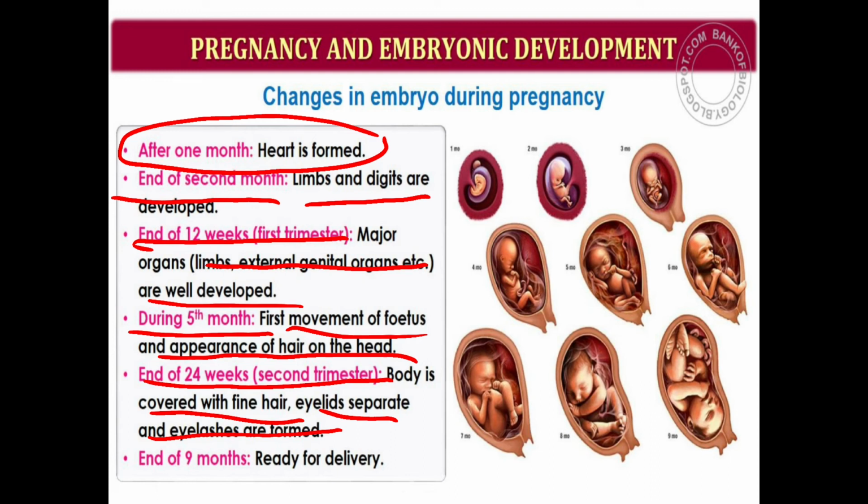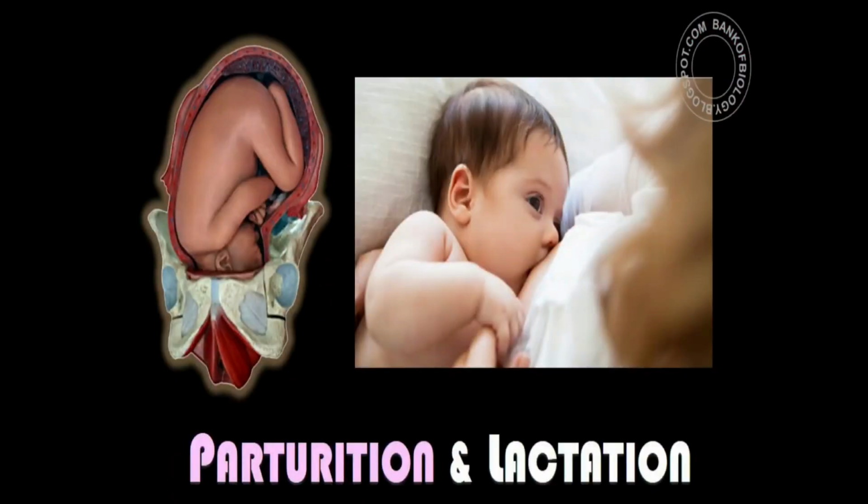Next, at the end of the second month, limbs and digits. At the end of the third month, that is 12 weeks or the first trimester, major organs are developed. During the 5th month, remember the movement of the fetus and the appearance of hair on the head. And at the end of 24 weeks, that is the second trimester, the body is covered with fine hair, eyelids will separate and eyelashes are formed, and at the end of 9 months, there will be parturition or baby delivery.